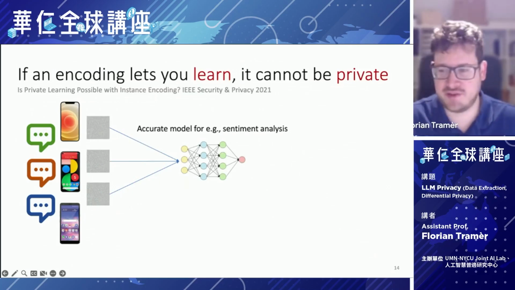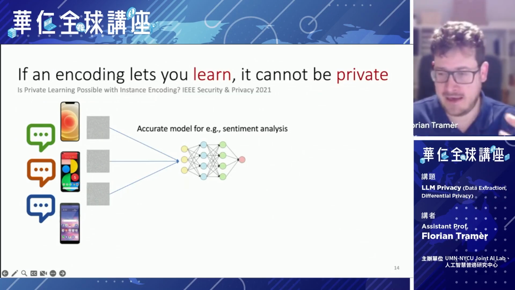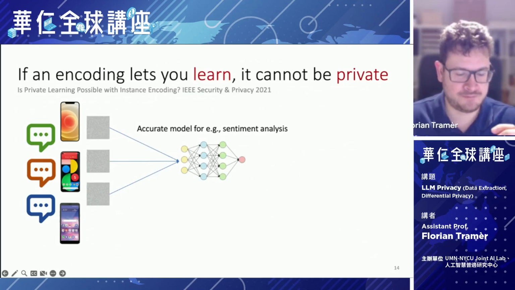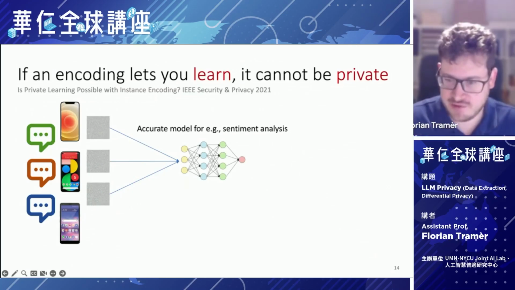So here's just one example. Say you have a bunch of data that you want to train on that's been encoded, shuffled in some way that you think is going to preserve privacy, that you cannot recover anything from this data. And given such encoded data, it is possible to train, say, an accurate model for sentiment analysis. So a model that you can give a piece of data and it tells you whether the text that's as input has sort of a positive or negative sentiment.